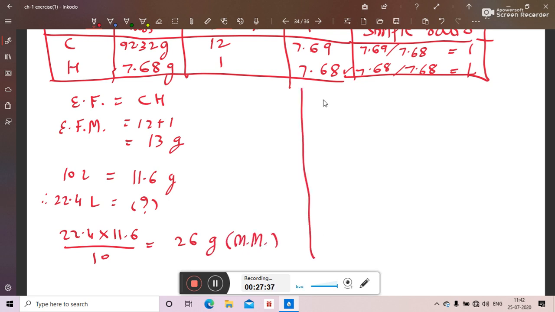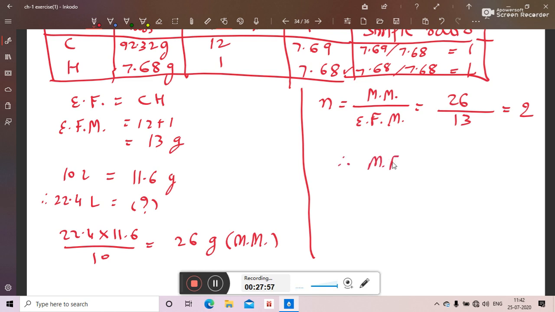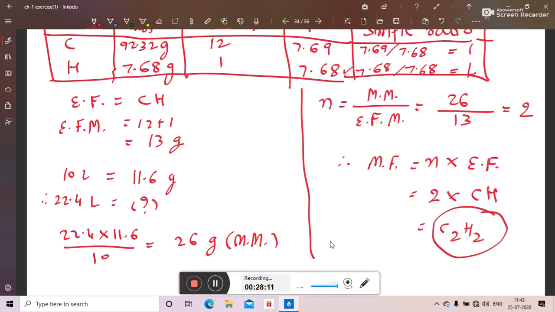Now from molar mass and empirical formula mass, we have to find small n, that is the common multiple. That is equal to molar mass upon empirical formula mass. Molar mass is 26 divided by empirical formula mass 13, so n equals 2. From that we can find the molecular formula. Molecular formula is n into empirical formula, that is 2 into CH, which is C2H2. That means the gas is ethyne gas, CH triple bond CH. So that's why its molecular formula is C2H2.